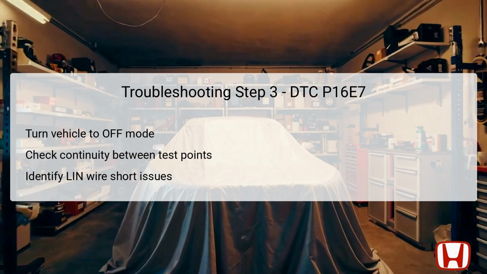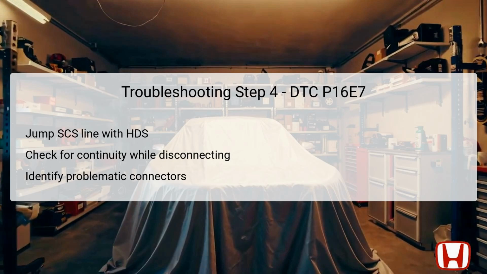Ensuring continuity will determine if there are any circuit faults between the battery fan motor and the PCM. If continuity exists, it may indicate that the wiring isn't shorted, allowing you to move forward to subsequent steps. If no continuity is found, further investigation is warranted to isolate and fix the issue affecting the LIN signal.